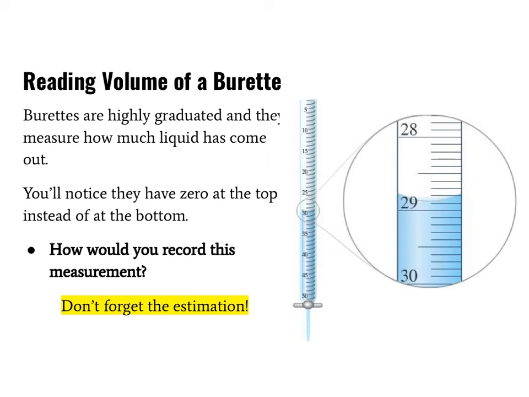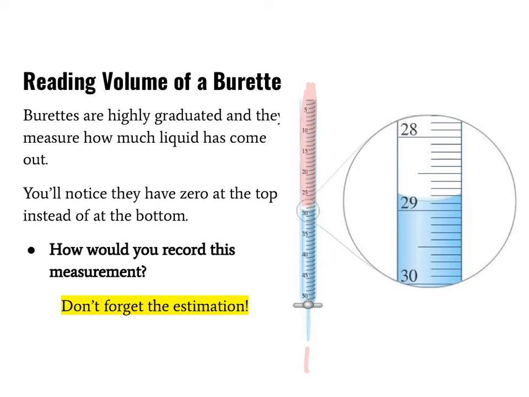So reading the volume of a burette. A burette is very specific. It's highly graduated, and it doesn't measure how much liquid is actually in the burette. It actually measures how much has drained out of the burette. So we're actually measuring, if you imagine this, full. It started full, and then we drained it out of this burette. We drained it, and we want to know how much is gone. How much did we drain out?